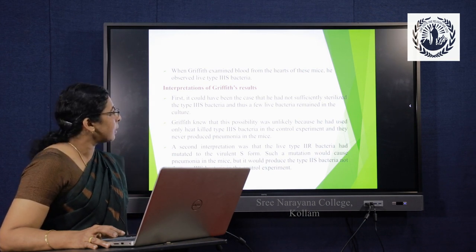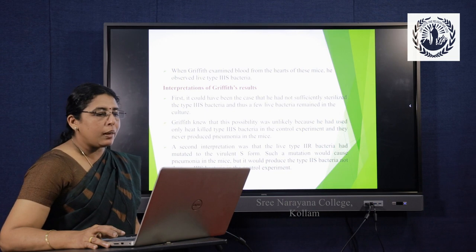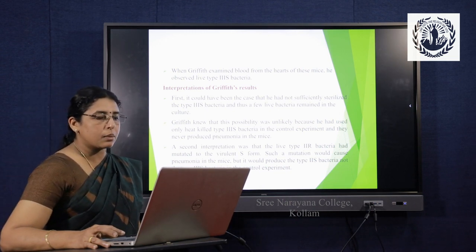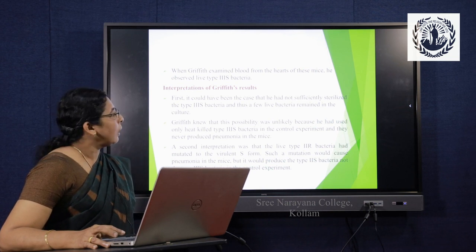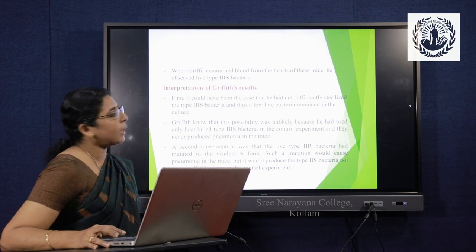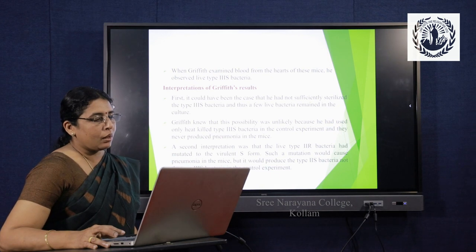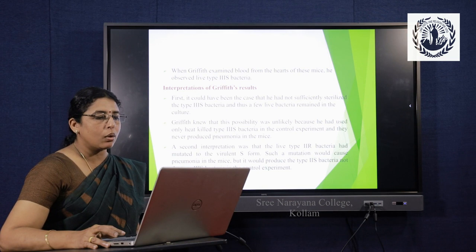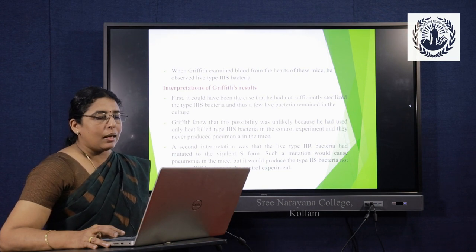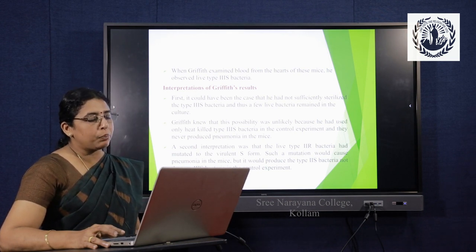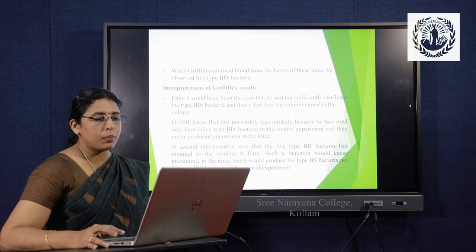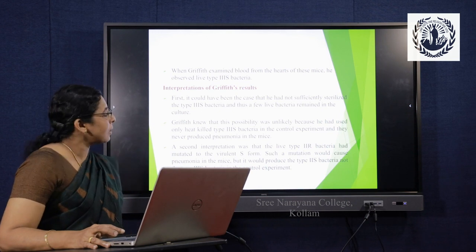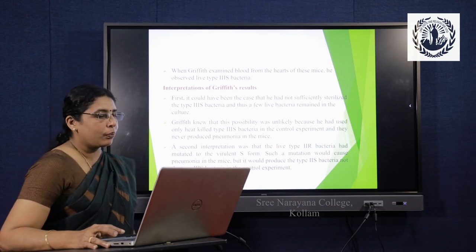The first interpretation is that it could have been the case that he had not sufficiently sterilized the type 3S bacteria and thus a few live bacteria remained in the culture. But Griffith knew that there is no possibility for that because he had used only heat-killed type 3S bacteria in the control experiment and they never produced pneumonia in mice.